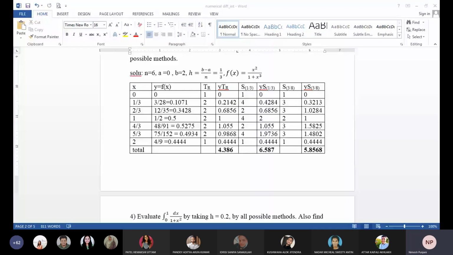Okay, so we will proceed. So we have the table which has the total of all the 3 methods. So now we will just find out the answer by trapezoidal rule.